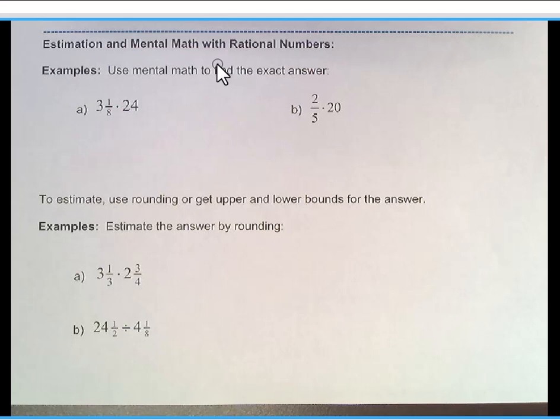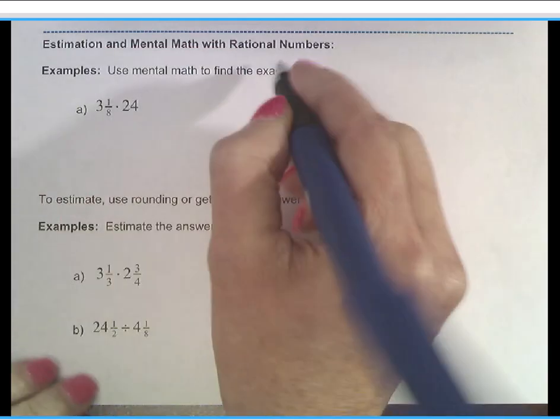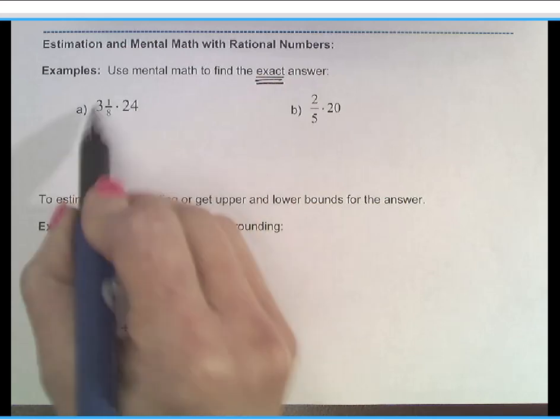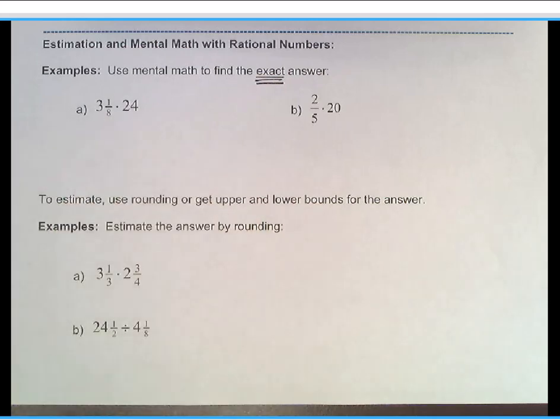We're going to do some mental math and some estimating in this video, all with rational numbers. So let's start off using mental math. Remember, when I write it on paper, it's going to look strange because this is what we should be doing in our head. It says, use mental math to find the exact answer. Like they want the exact answer. So how would we multiply a mixed number times a whole number in our heads?